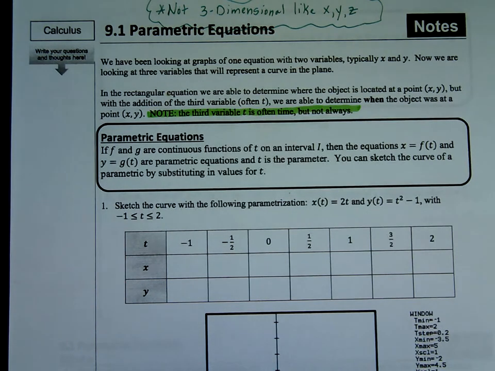So parametric equations. If f and g are continuous functions of t on an interval I, then the equations x equals f of t and y equals g of t are parametric equations, and t is the parameter. That's why they call them parametric equations. You can sketch the curve of a parametric by substituting in values for t.